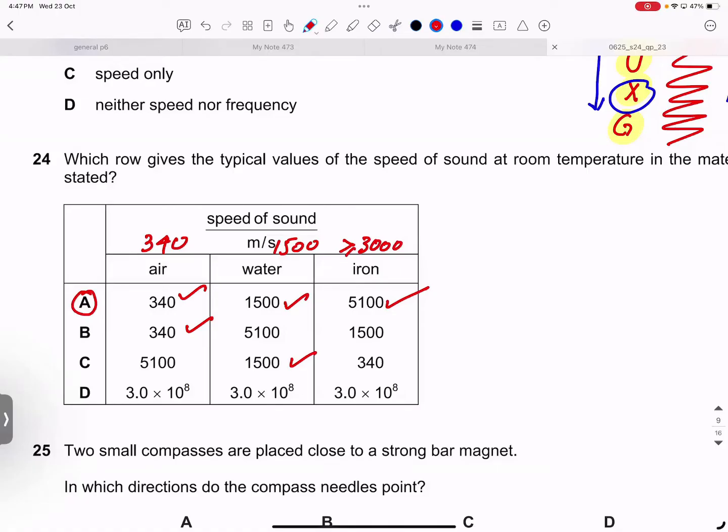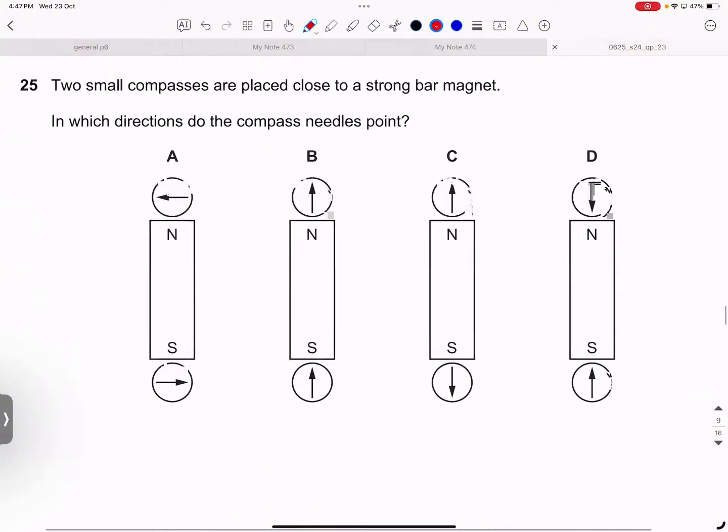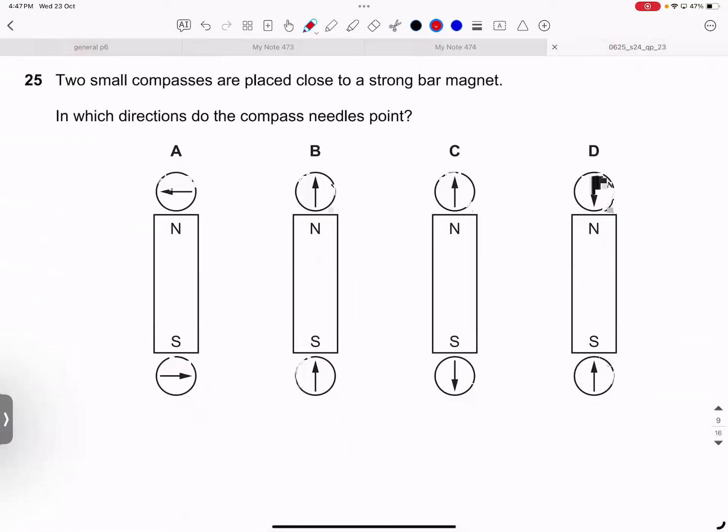Question number 25. Magnets. 2 small compasses are placed close to a strong bar magnet. In which directions do the compass needles point? For magnets, learn a mnemonic. I made it ANTS. A-N-T-S. Magnetic field or the compass, A-N: it will be away from north. T-S: it will be towards south.